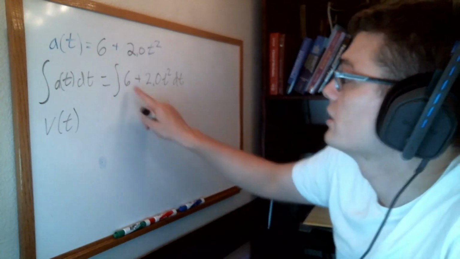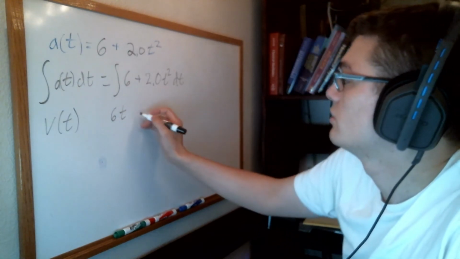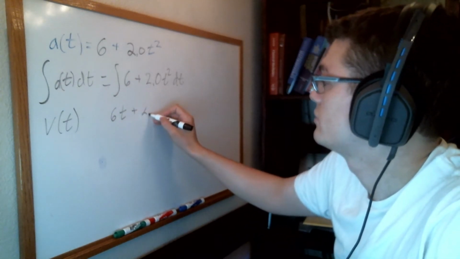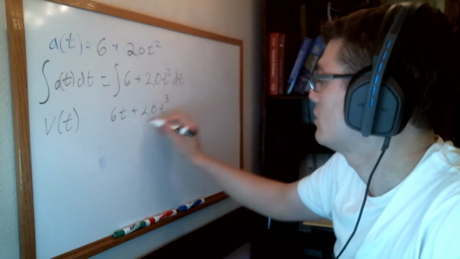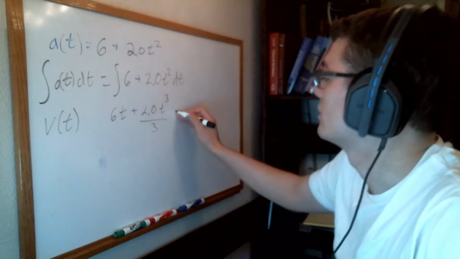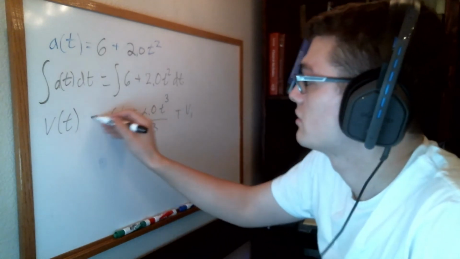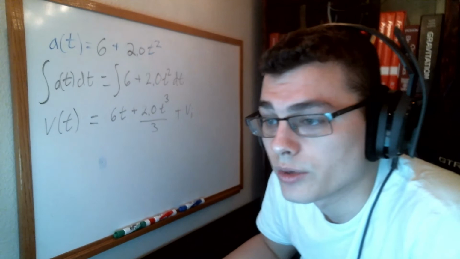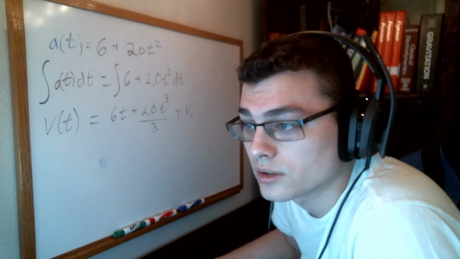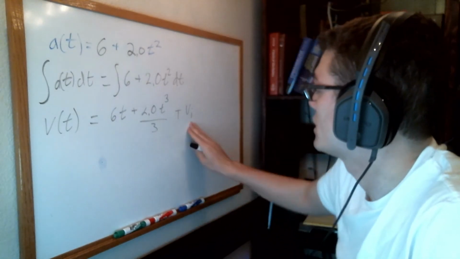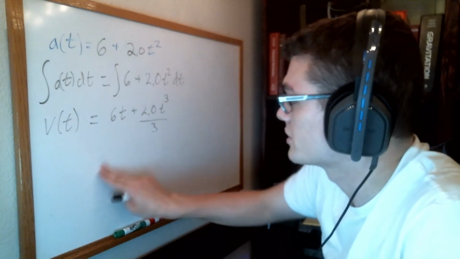And so here we'll have 6t, and here we'll have 2.0 t cubed all over 3. And then we'll have a plus c, but in this case our plus c is going to be our vi. And so now we have our velocity function here, and we're given that our initial velocity is equal to 0 because it starts from rest, so we can just get rid of that because that's just equal to 0.